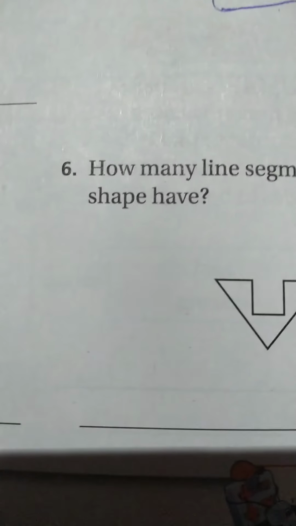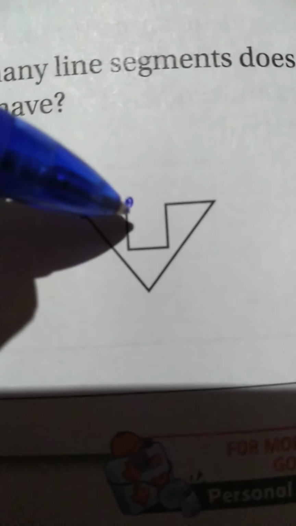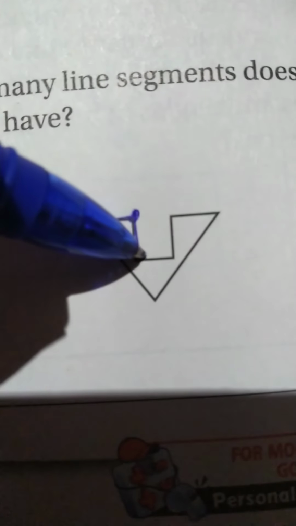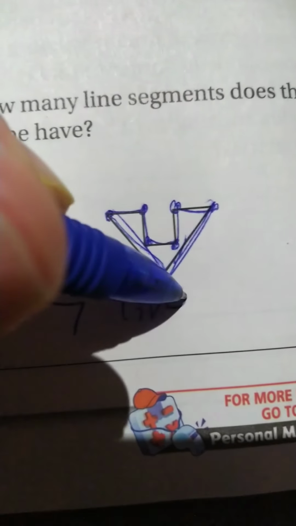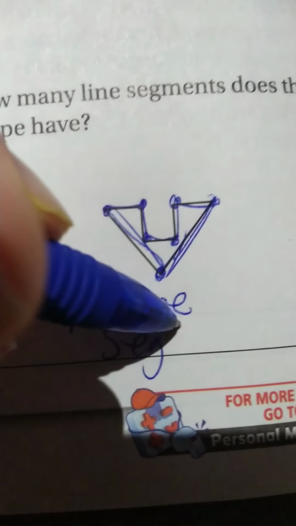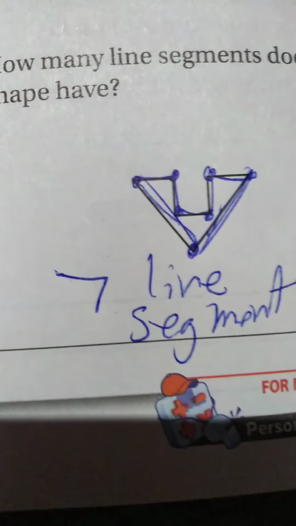L-I-N-E. And last one. How many line segments does this shape have? Line segments. All right. 1, 2, 3, 4, 5. That's 6, 7. I got 7 line segments. Did you guys get 7? 7 line segments. All right, so mark your notebook. Number 6 is 7 line segments.